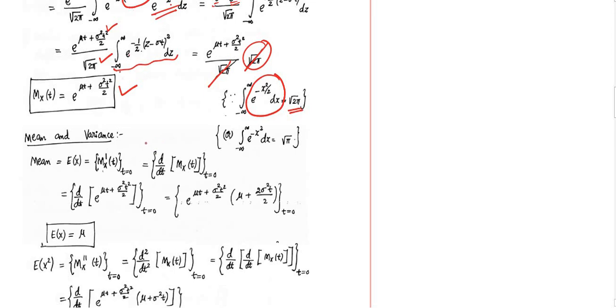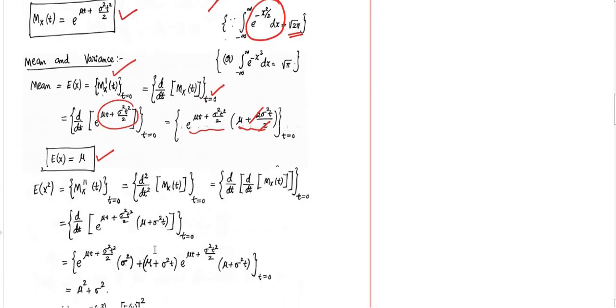As usual, while determining the mean, we should differentiate the moment generating function once and apply t equal to 0. So E of x is equal to Mx dash of t at t equal to 0, that is d by dt of Mx of t at t equal to 0. Here wherever you have t terms, that only you should differentiate. E power x differentiation is simply e power x. This power differentiation is here. Mu t differentiation is mu. T square differentiation is 2t. So 2 sigma square t divided by 2. These 2 get cancelled with the numerator. When you apply t equal to 0, you will get mu alone.